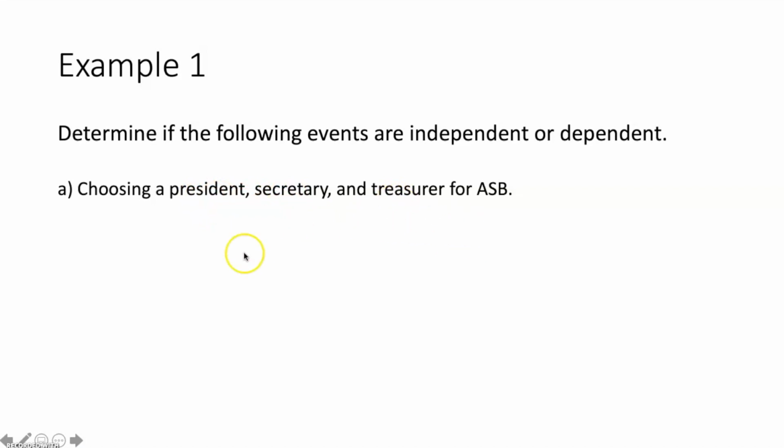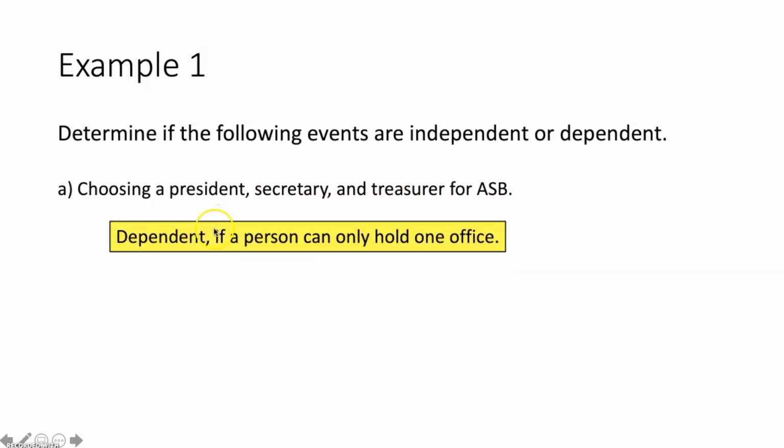Meaning that if you have a student body that you're choosing from and you choose one person to be president, that then affects your choice for secretary and treasurer, because that person cannot also be the secretary and they cannot also be the treasurer. So because your first choice affects your second and third choice, that would be considered a dependent event if a person can only hold one office, like we said.